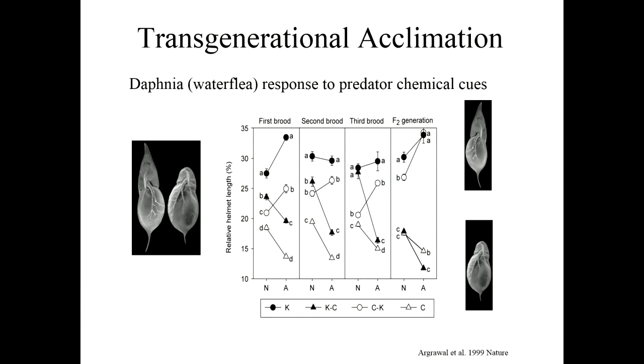many more helmeted types. And it's even if it's only just a once-off exposure, it's not just the first brood, the second and the third brood have more of these helmeted types, and even the F2 generation from that single exposure in the adults. So there's a transgenerational transmission of this phenotype that is better for an environment that has predators.